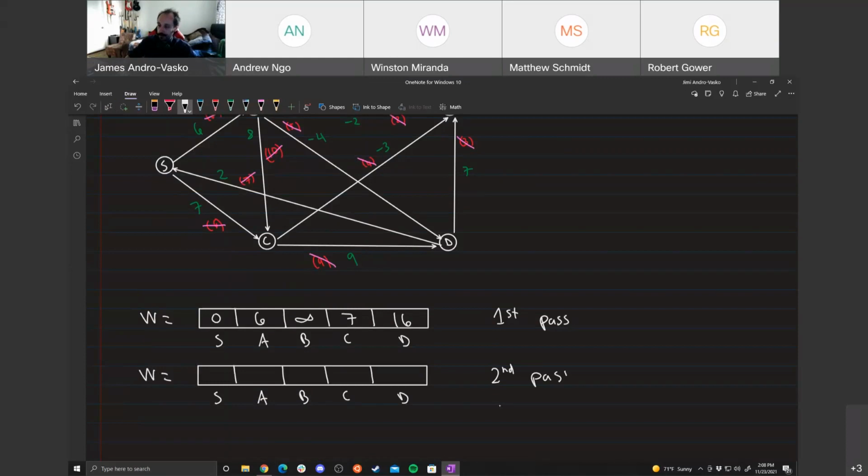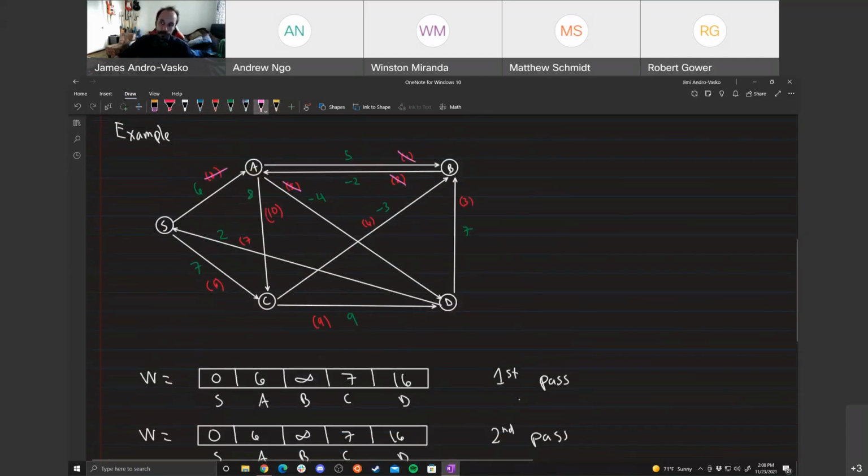Second pass. I'm going to copy everything from our last pass. So we're going to have 0, 6, infinity, 7, and 16. I'm going to go ahead and clear all these out. So we're going to go ahead and restart this entire process. I'm going to be consistent and pick the same edges in the same order. And we're going to redo this. We're going to do this again. Because, oh darn.